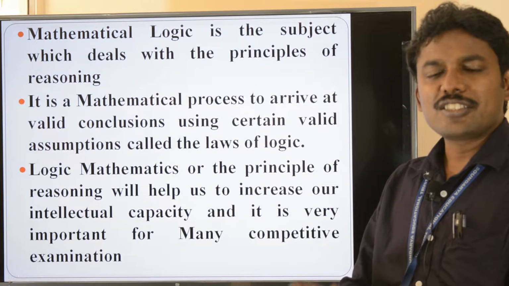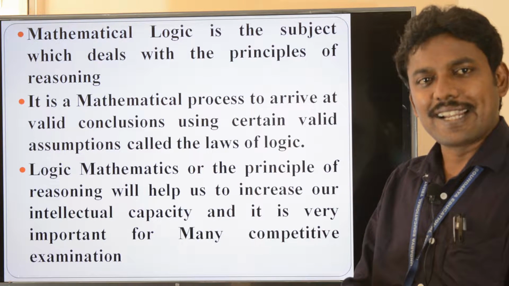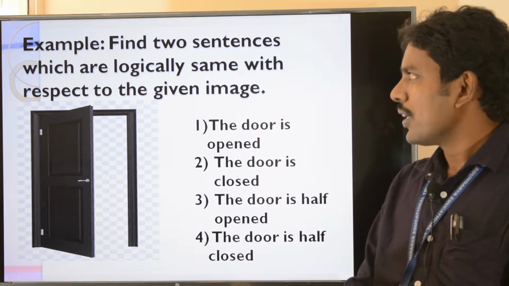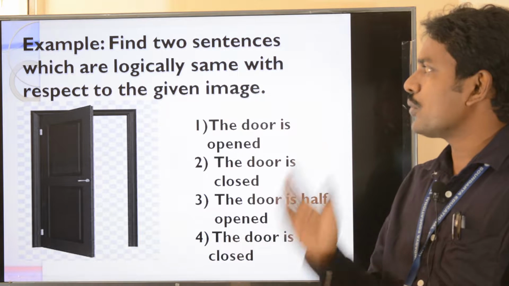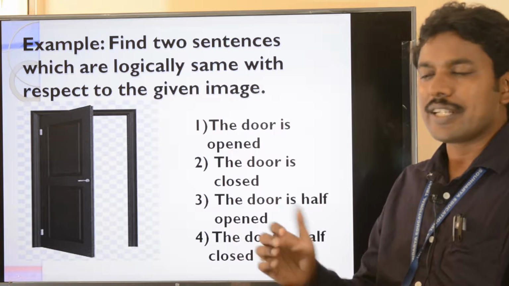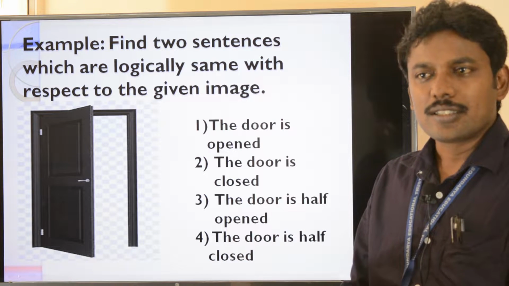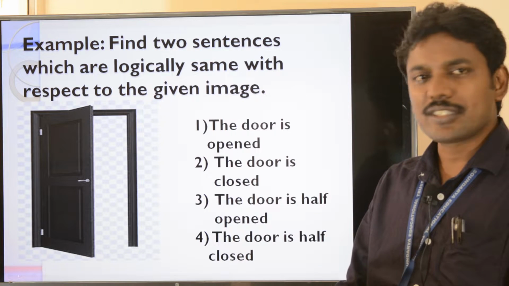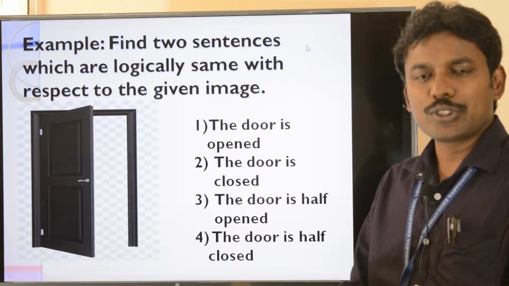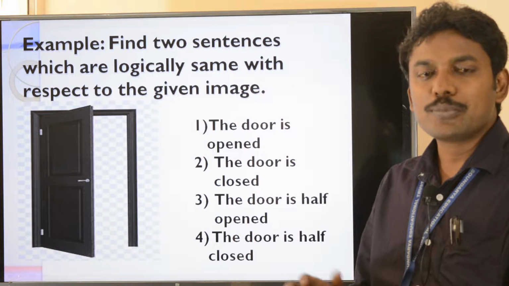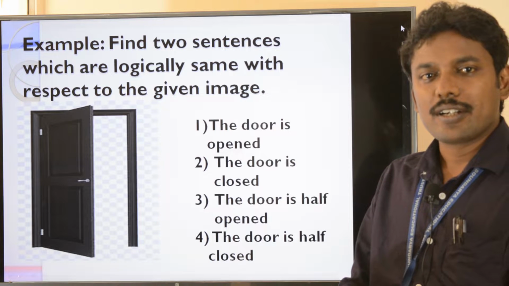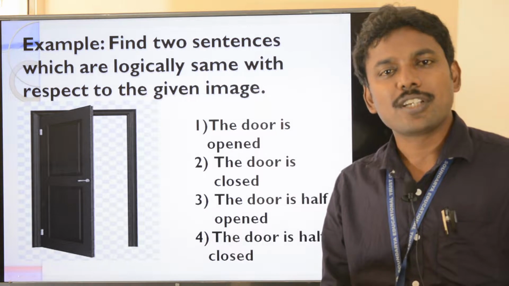Now, you can understand these 3 notes by considering an example. Observe this particular question which is there in your textbook. This question says you have to find out 2 sentences which are logically equivalent, I mean logically the same with respect to the given image. The first option is the door is opened. Yes, obviously the door is open, and the second one is the door is closed. Now the confusion comes whether the door is opened or closed, but observe the third sentence. Third sentence says the door is half opened, and the fourth sentence says the door is half closed.